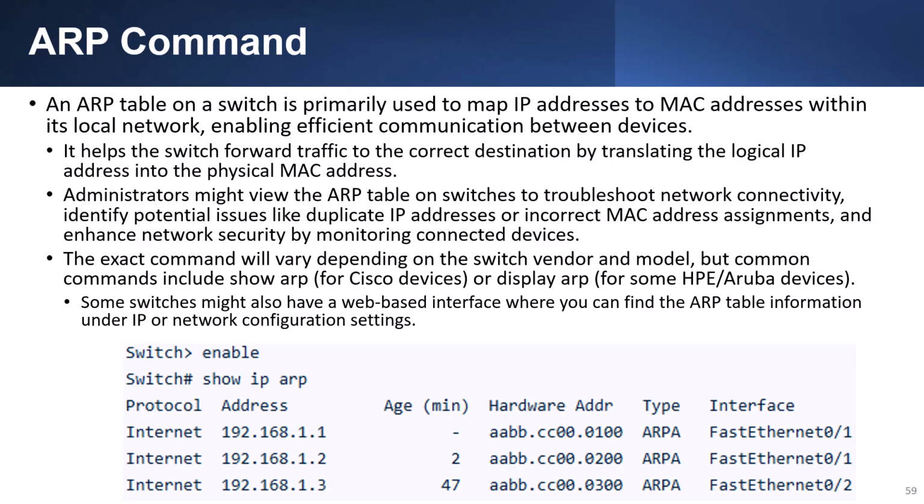The exact command will vary depending on the switch vendor and model, but common commands include show ARP for Cisco devices or display ARP for some HPE and Aruba devices. Some switches may also have a web-based interface where you can find the ARP table information under IP or network configuration settings.